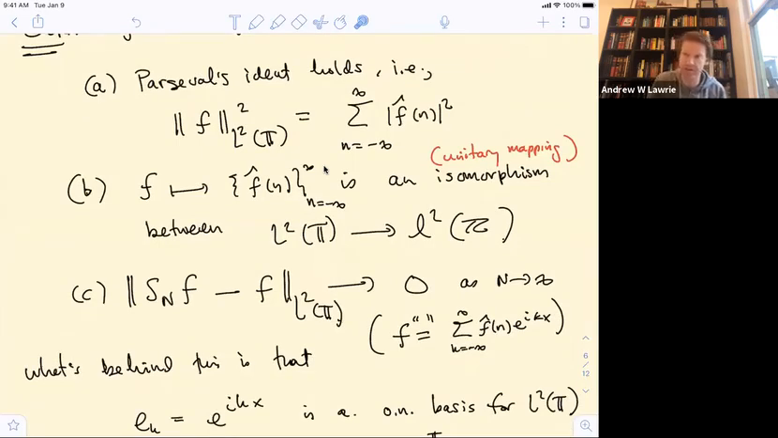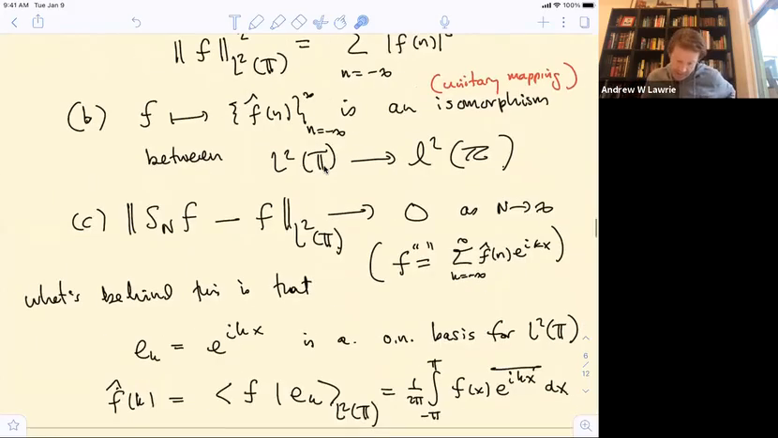We proved A and C for this theorem in the case of Riemann integrable functions. The new content is B, but also A and C now for this wider class of functions, the L2 functions. And so the proof is just that this is an orthonormal basis. How do we know this? Well, the e to the ikx's are an orthonormal basis.